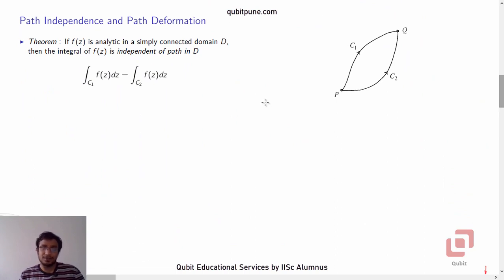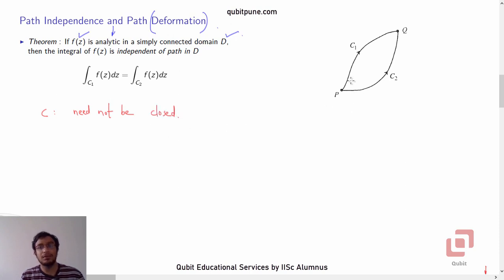Now we are going to see something we call path deformation, and of course path independence. So the theorem on path independence is telling us that suppose we have a function f of z which is analytic in a simply connected domain D. Then the integral of f of z is independent of path in D. So here in the path independence theorem, the curve C need not be closed.